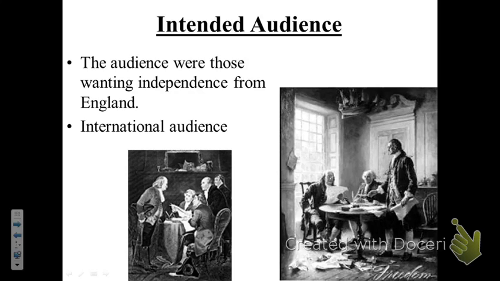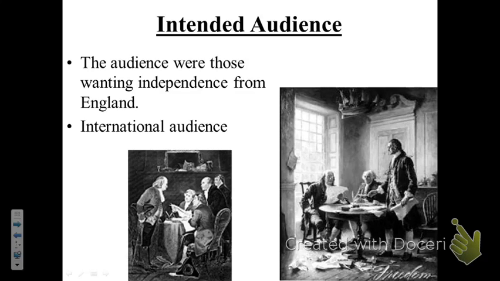All right? And the intended audience was anybody who wanted to declare independence from England, to talk about why we wanted to do that. And it was also intended for that international audience. We want King George III to read this, and we want it to make him mad. Because every single one of those he has done this, he has done that, is directed at the king.